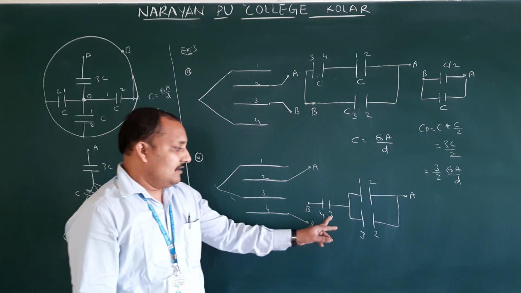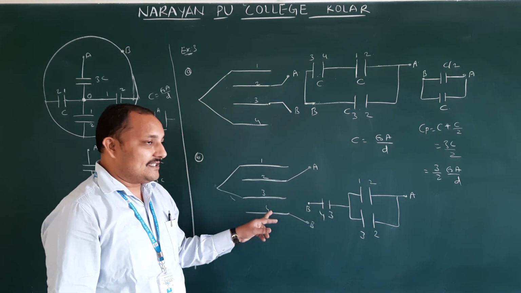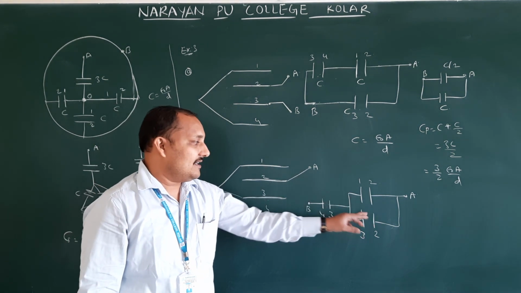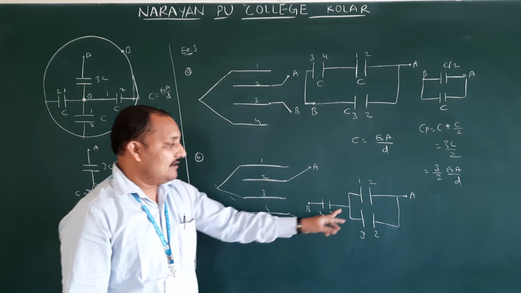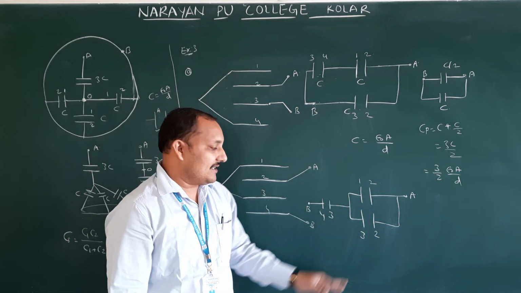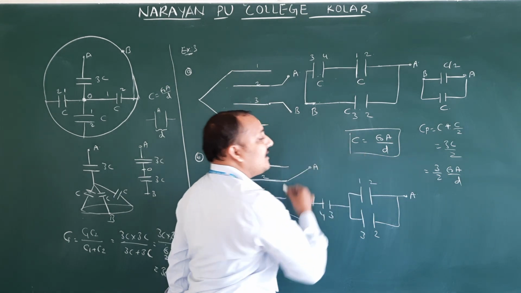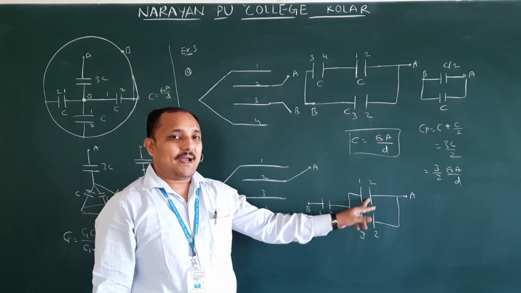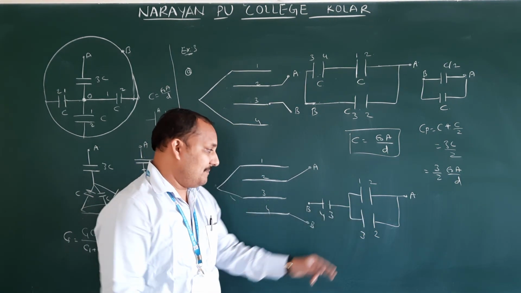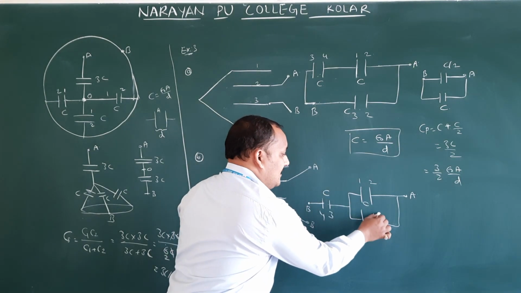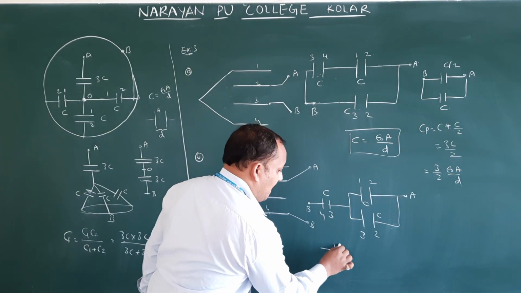Now see, again 4 plates are there. We got 3 capacitors here. Again each separation is D, area is A. Then how are these two capacitors connected? Each capacitor is the same, epsilon naught A by D. These two are in parallel. Then C plus C means 2C.